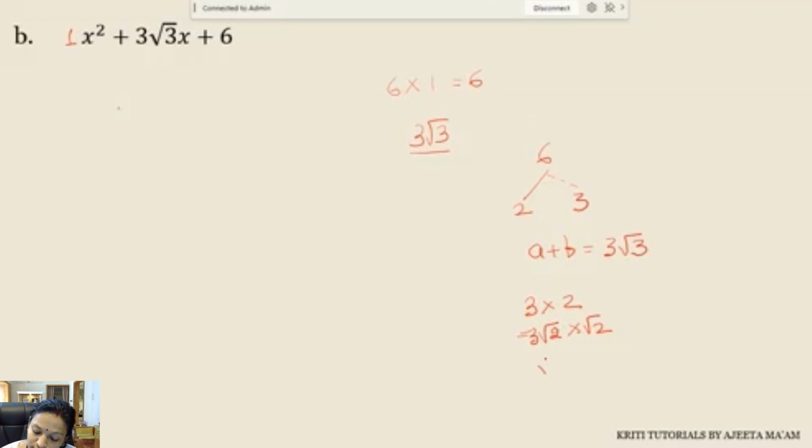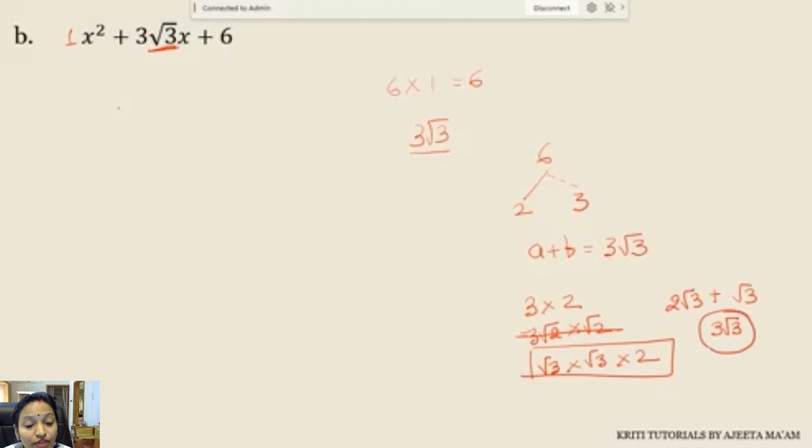You can have root 3 into root 3 into 2. We can either split 2 into root 2 and root 2, or we can split 3 into root 3 and root 3. For this question, we have root 3 here, so for us the second one is better. So what can we write? We can write 2 root 3 as one and root 3 as the other. And if I add both of them, 2 root 3 plus root 3 is 3 root 3.